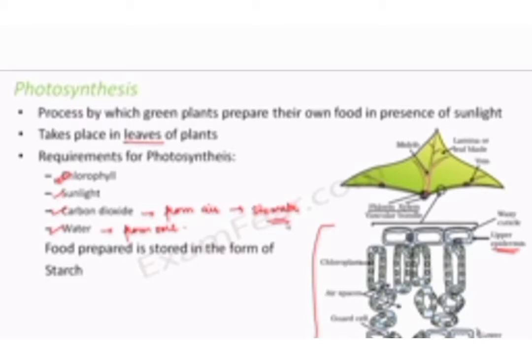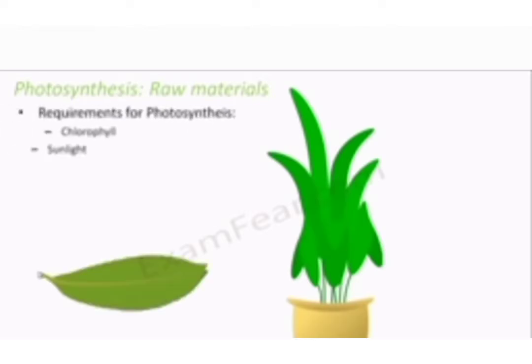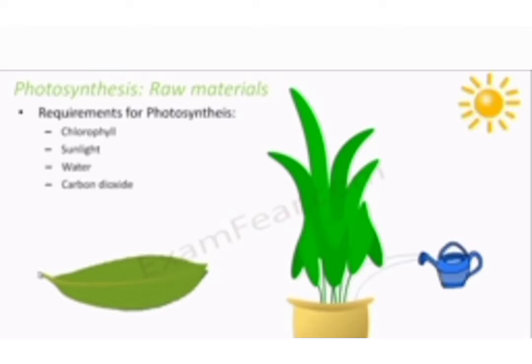Now food is stored in the form of starch. I have already spoken about starch, right? What is starch? It is a polysaccharide. That means too many glucose molecules together form starch. So the food which is prepared is in the form of starch, and the starch is stored in the plants. So what are the raw materials? Requirements for photosynthesis are chlorophyll, sunlight, water, and carbon dioxide.